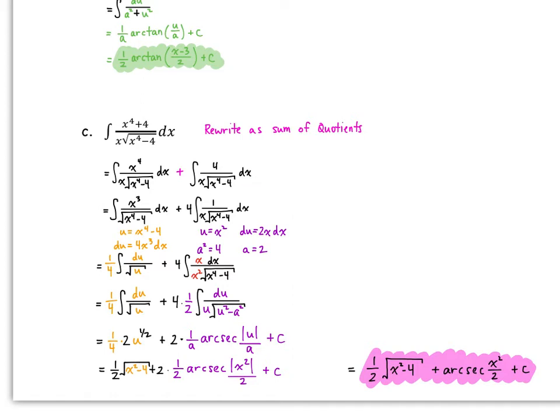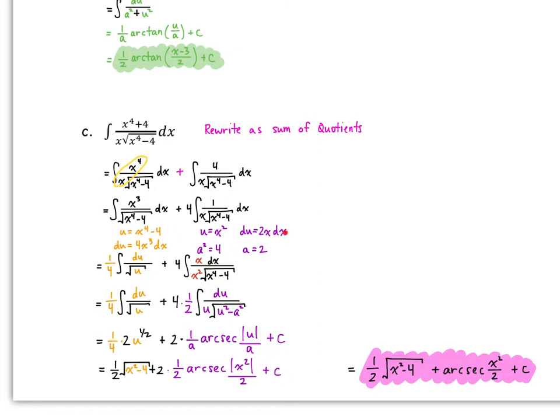And now, when we simplify x to the fourth over x, we're going to be left with x cubed in the numerator. So this first integral becomes a nice u substitution where we let u be x to the fourth minus 4, and then du is going to be 4x cubed dx. So that takes care of the x cubed dx portion, and don't forget to pull out the 1/4 in front. So what we're really integrating is 1/4 times the integral of du over the square root of u.